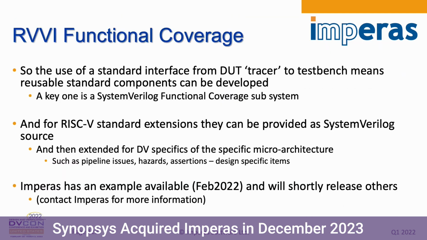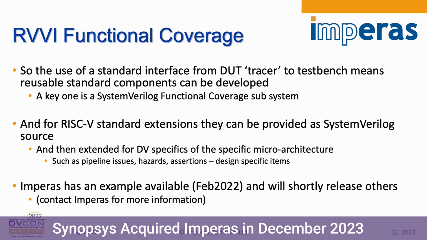And the use of a standard interface for the DUT tracer means you can reuse standard components, and that's very important because that's a much more efficient way to do it. And a key component you could have is a SystemVerilog functional coverage system. And because RISC-V is a standard, they can be provided and made available. It's not proprietary to your specific core. And of course, if it's provided as source, which is what we're doing in Imperas, then you can extend it for your DV specifics, for your specific microarchitecture to do with some pipeline issues or hazards or things that you're trying, real DV things. And we have an example of one that's available now, and we're going to shortly release others. So contact us if you want more information.